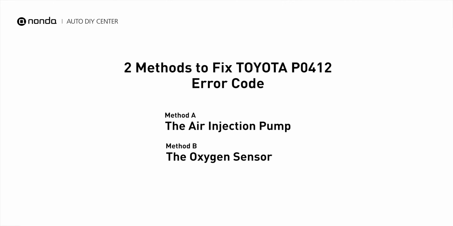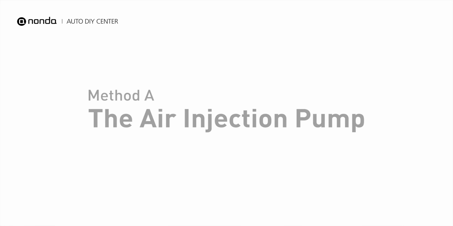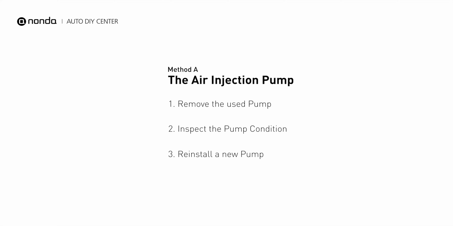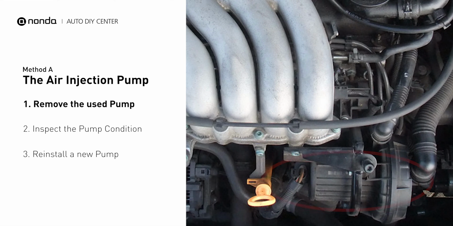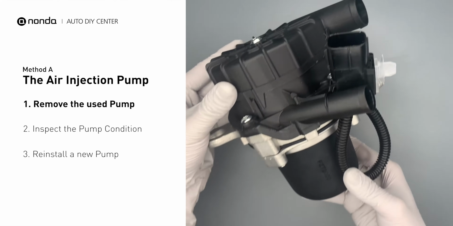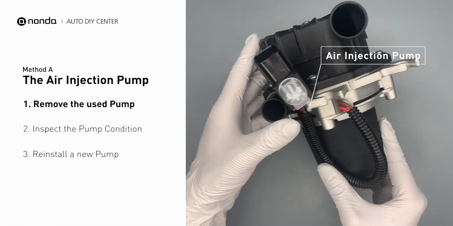Here are 2 of the most practical solutions to fix Toyota's P0412 error code. Method A, the air injection pump. The air injection pump will be placed at the front of the engine with the serpentine belt wrapped around it. First, carefully remove the air injection pump from your engine.